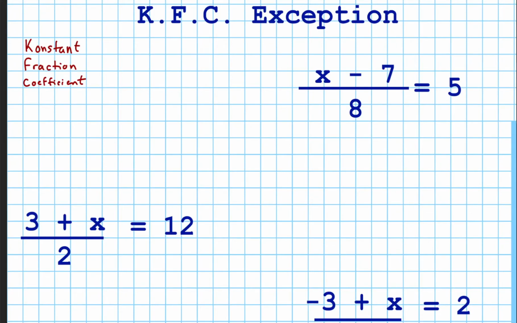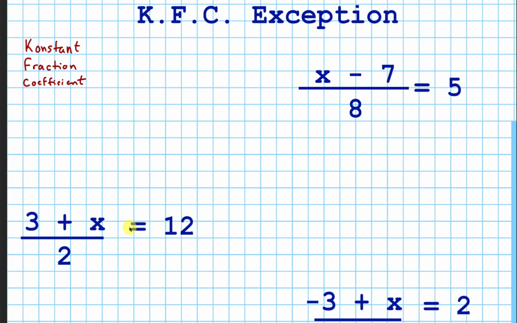Hello, ladies and gentlemen. Today I want to talk about the one exception to the K.F.C. rule. Now, the K.F.C. rule is a strategy that we employ to help us solve multi-step, two-step, one-step equations easier, quickly, and efficiently. And it stands for constant fraction coefficient. This tells us the order in which we typically should eliminate numbers. Start with the constant, move to the fraction, then do the coefficient.